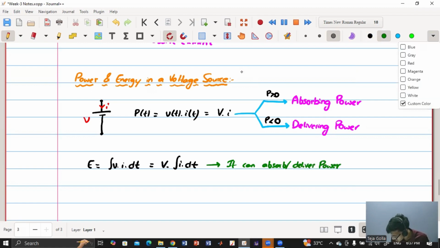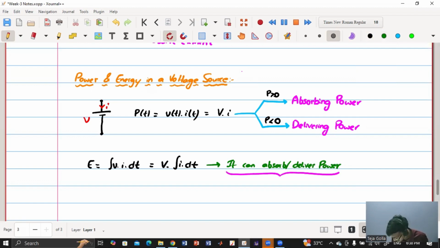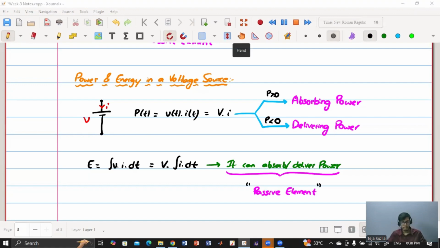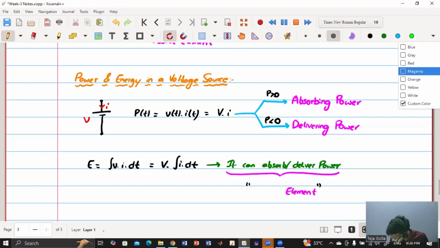That's why it's an active element, because we cannot get a condition saying that it is always positive or always negative, because it can be both. There can be a scenario when it is positive, and a scenario where it is negative. So it can absorb and it can deliver. So it is an active element.